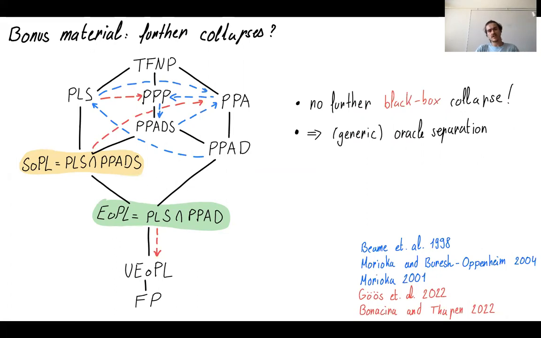And even something stronger, that there is no black box reduction between those classes. And note that all the reductions that have happened in the past, the CLS, the SOPL, and the EOPL, were black box, right? We were just looking at the input-output behavior of circuits and never looking really at the internals of it. So in particular, it means that PLS intersect PPAD is likely not to collapse all the way down to unique end of potential line. Thank you.